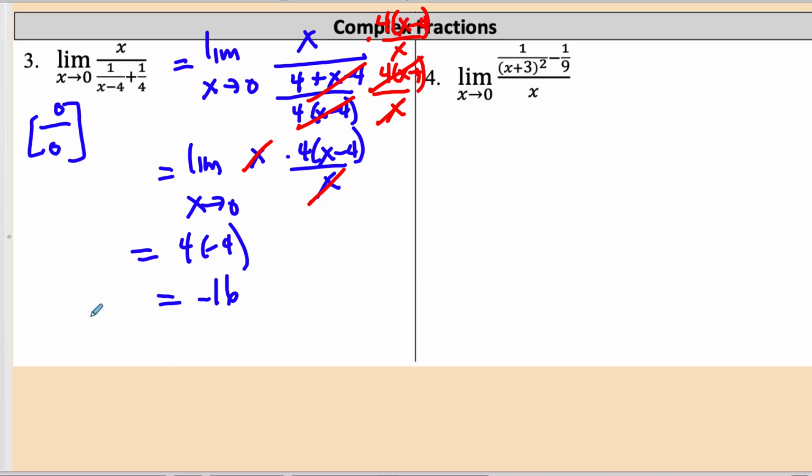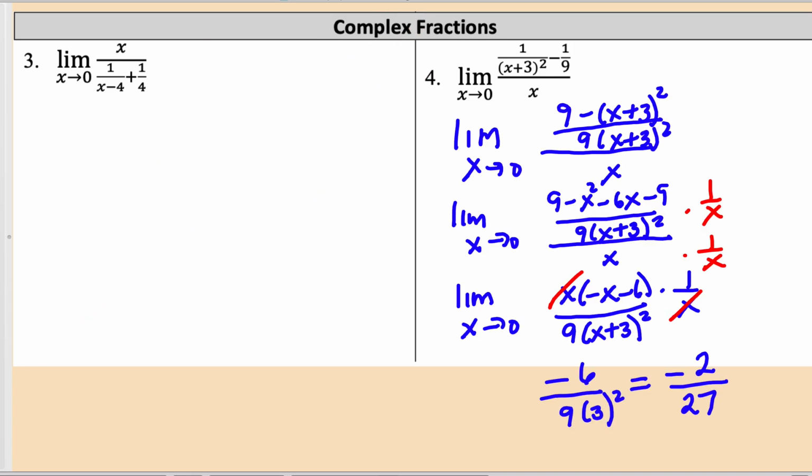Please pause and see if you can get a common denominator and go through the simplification process that's necessary. And here is the answer. Getting a common denominator, simplifying, multiplying, so that I can get the complex fraction into just a simple fraction.